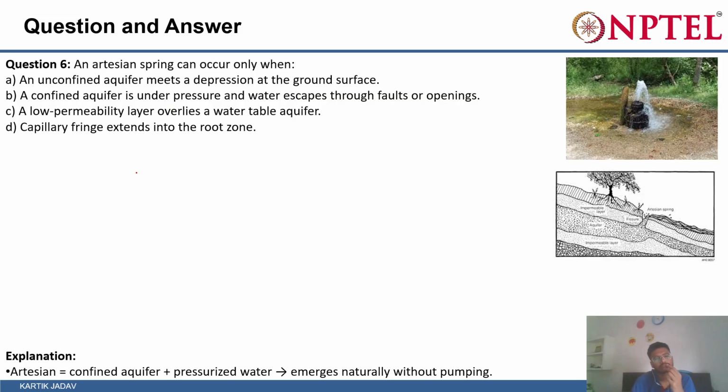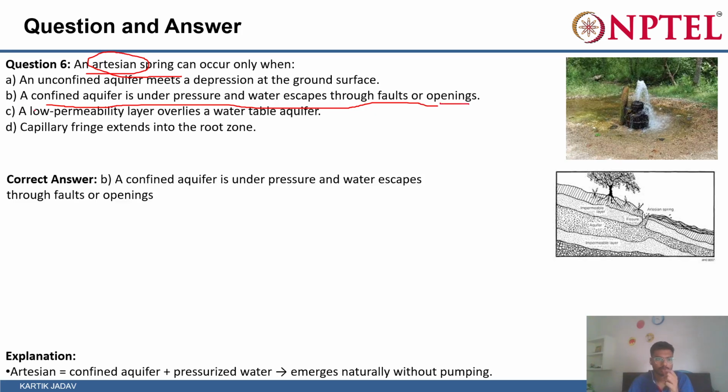Question number 6. Artesian spring occurs only when there is a confined aquifer with pressurized water. It emerges naturally without pumping. So the correct answer is artesian spring. The confined aquifer is under pressure and water escapes through fractures. Correct answer is option.